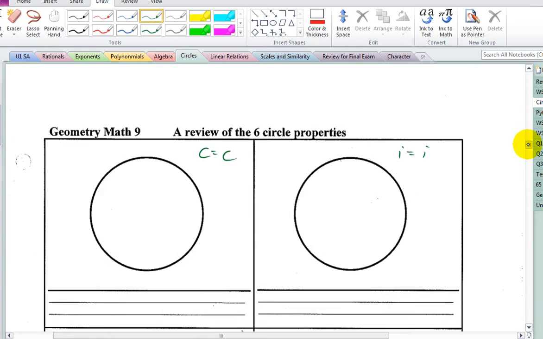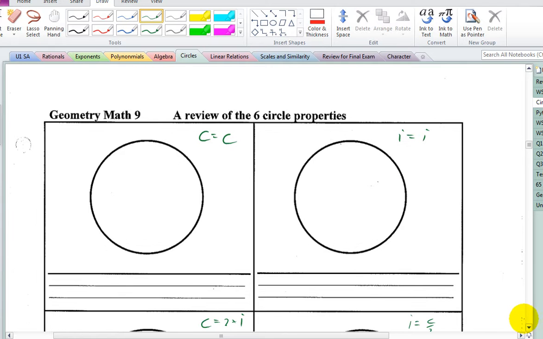Okay, so we're just going to quickly review all the circle properties we looked at so far. This first one, we're going to say that central equals central. So if you have an angle from center and the arc is so big, then those two angles are equal. So if this is, say, 12 degrees, this is also 12 degrees.